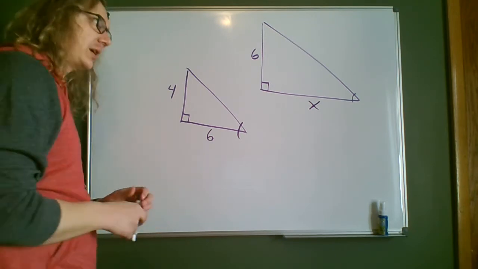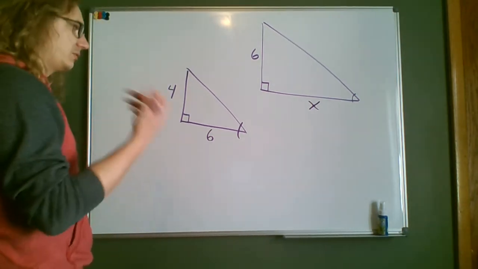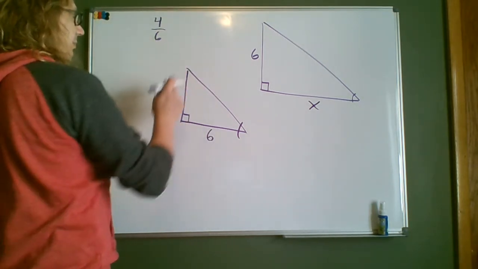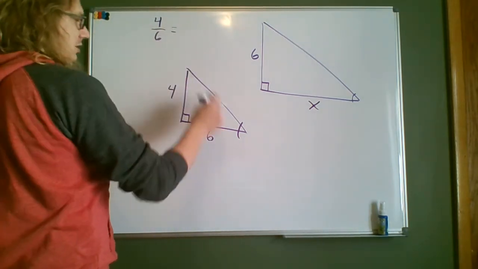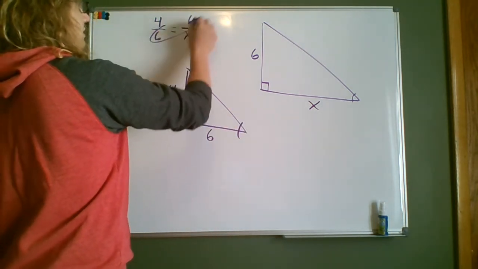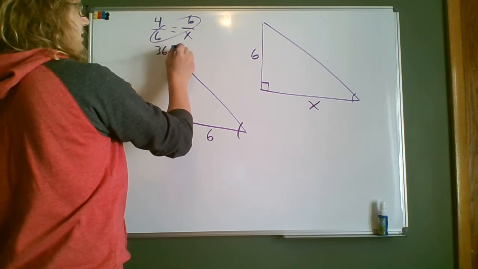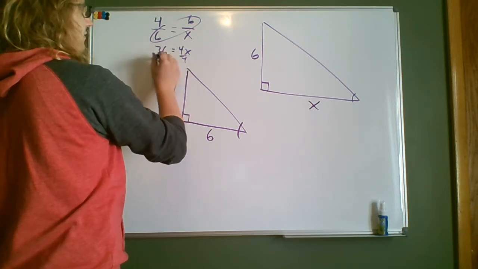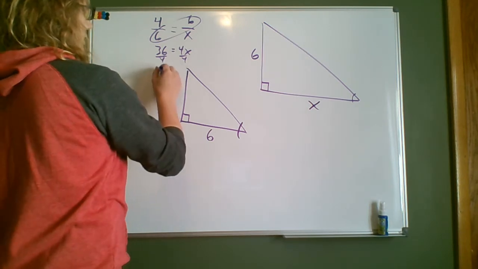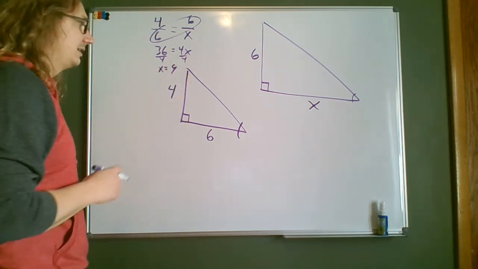All right, looking at this problem. We can do, as we've been doing, 4 to 6, which are my corresponding sides. I put my smaller triangle on top. So 6 to x, and we can cross multiply, and we'll get 36 equals 4x, divide by 4, and x will equal 9.